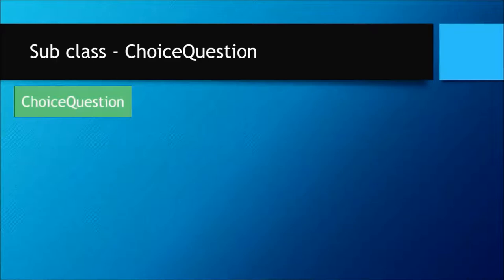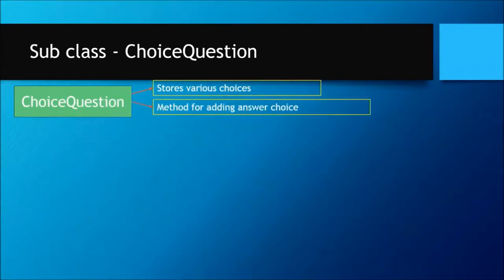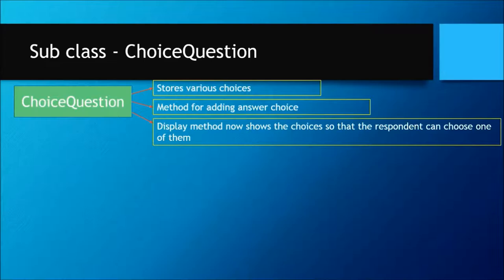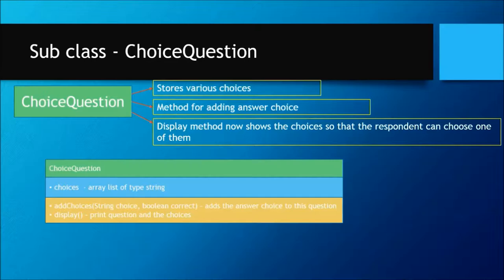Subclass choice question. When we talk about choice question, we need to know that it stores different choices. We need to create a method for adding an answer choice. We also need to create a display method that shows the choices that the respondent can choose one of them. So let's take a look at the implementation of the choice question class. So in a choice question class, you would be creating an instance field choices, and that would be an array list of type string because you need choices, choice A, choice B, choice C, choice D, and so on.